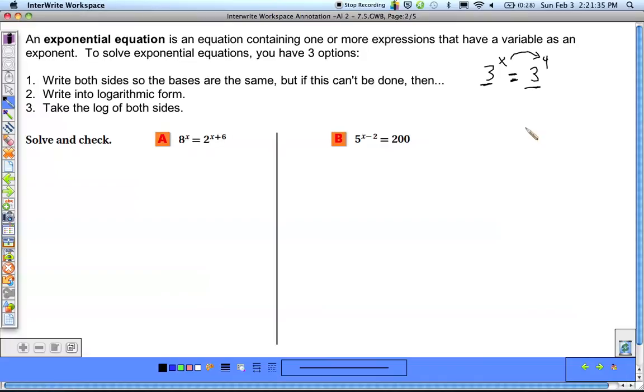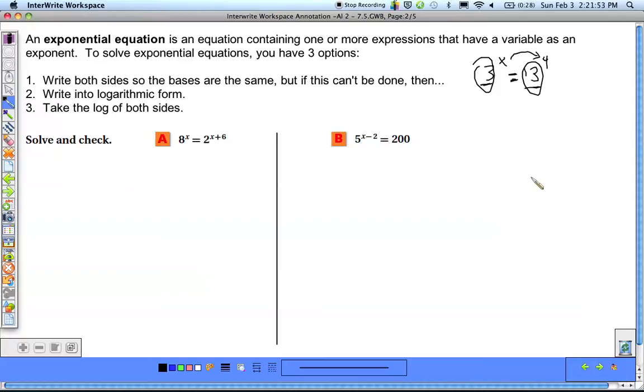This is the easiest method, but again, it doesn't always work because we can't always rewrite these two bases to be the same number. When that doesn't work, we're going to use logarithms, and we're going to either rewrite the exponential into logarithmic form, or we're going to take a look at this third option of being able to take the log of both sides.